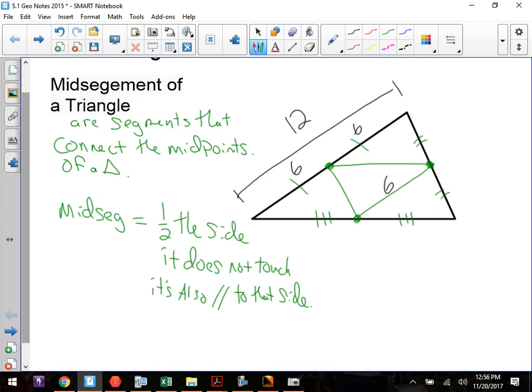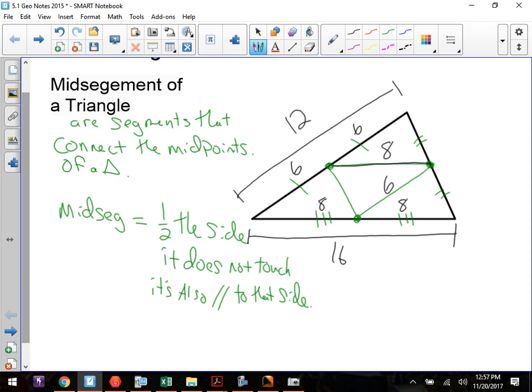Okay. Again, if the mid-segment here is 8, well, that means that's half the side it doesn't touch, which means the side it doesn't touch is going to be how much? 16, which means the whole thing would be 16. And how much would each individual chunk be? 8.